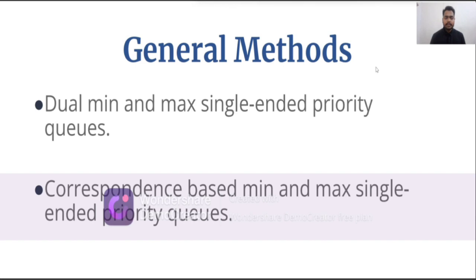First of all, we can do it by using dual min and max single ended priority queues. Using two single ended priority queues, we can implement this. The second one is correspondence based min and max single ended priority queues. Correspondence based means there will be some correspondence between the first priority queue and the second priority queue. That will be a little complex and will be covered in this video by my teammates.